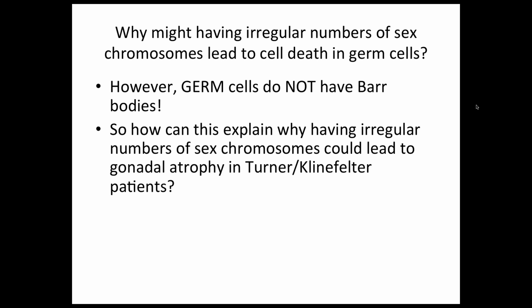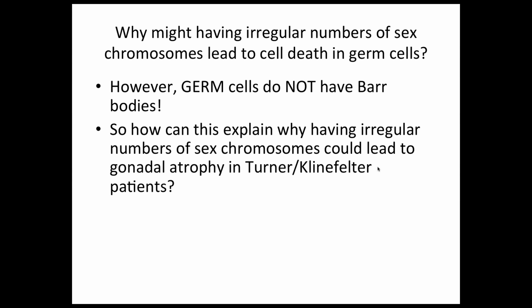So how can we use this to explain why having an irregular number of sex chromosomes could lead to gonadal atrophy in Turner or Klinefelter patients? You have an abnormal amount of protein, which can lead to gonadal atrophy. Perfect. Yeah. Well, but why gonadal atrophy? Can you sort of link it to if you have an accumulation of protein, eventually that can cause cell death if you're unable to remove the excess protein? What cell death though? Cell death in what cells specifically? In the germ cells. The germ cells.